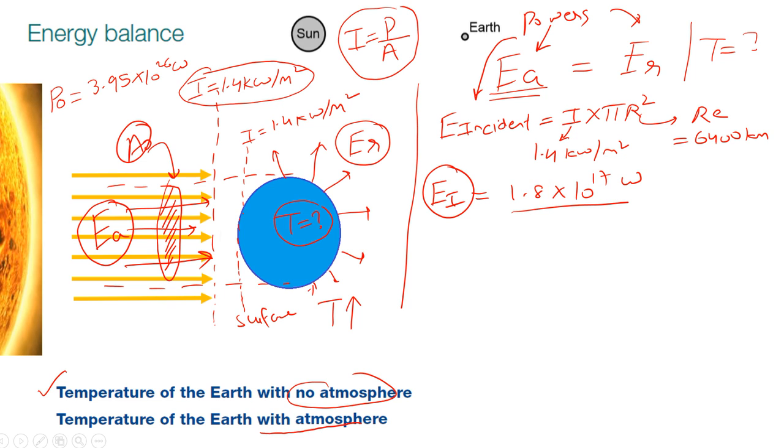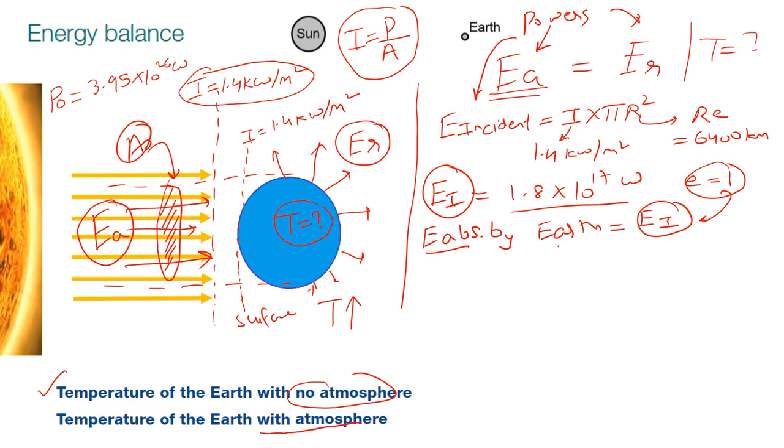Now the concept is, assuming that there is no atmosphere and we are considering the earth as a perfectly black body, so we assume that the emissivity value for earth is 1 in this particular case. So the condition is, the energy which is absorbed by the earth is equal to the energy which is incident on the earth, because E is equal to 1. That is equal to 1.8 into 10 to the power 17 watts, right? So this is the left hand side of the equation.